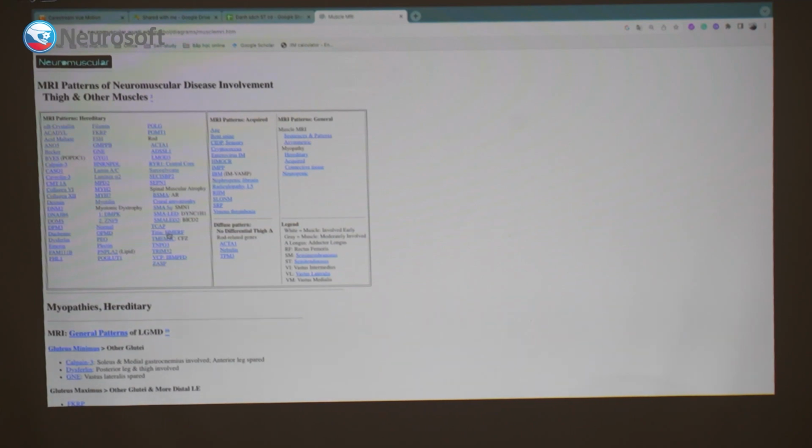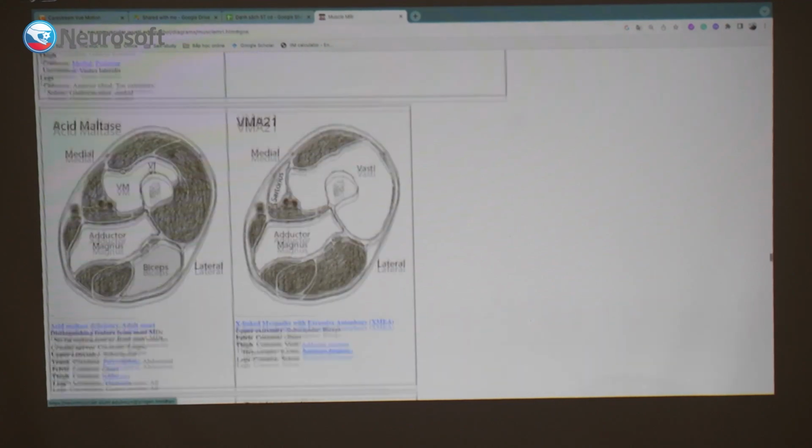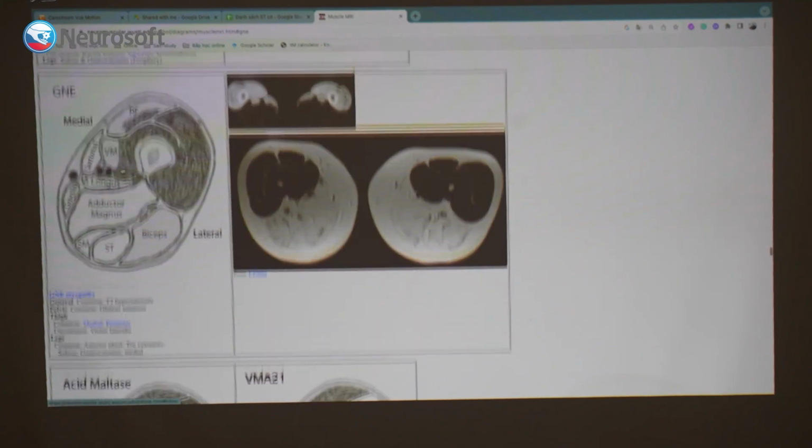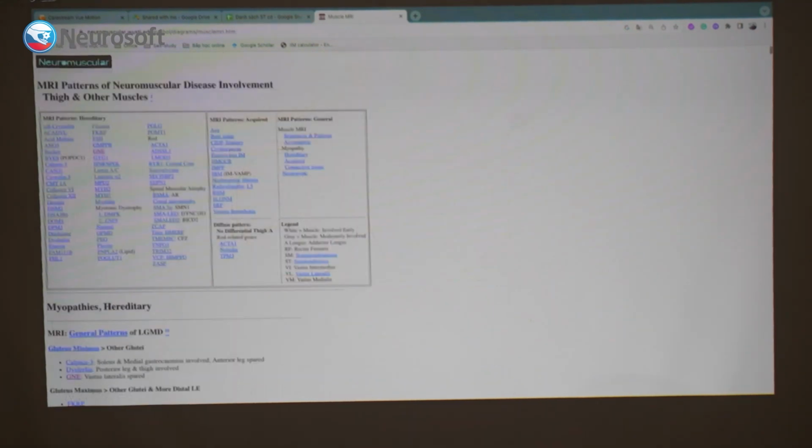So GNE, for example. Let's go to GNE. Where's GNE? Can you see? Yeah, this one. I think you have to scroll up. Yeah, this one, right? Of course, this is useful. This is a typical presentation. But in early stages, of course, some muscles are still there in hamstrings. So of course, this is useful, but you should know that this is only one or two typical cases, right? So there are variations.